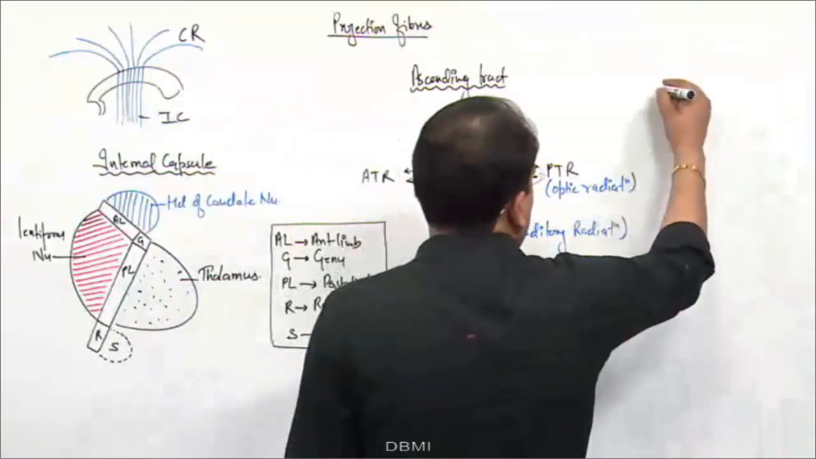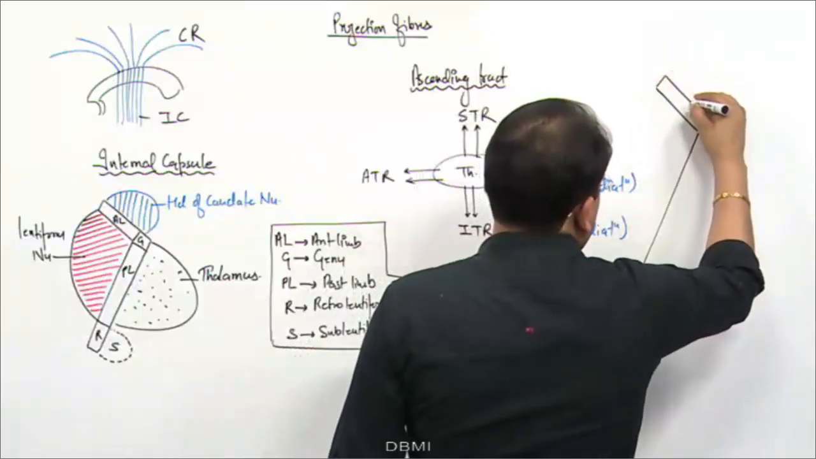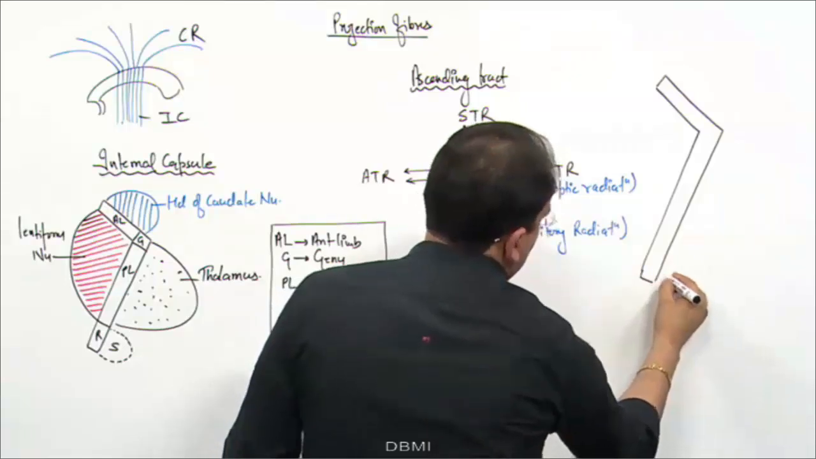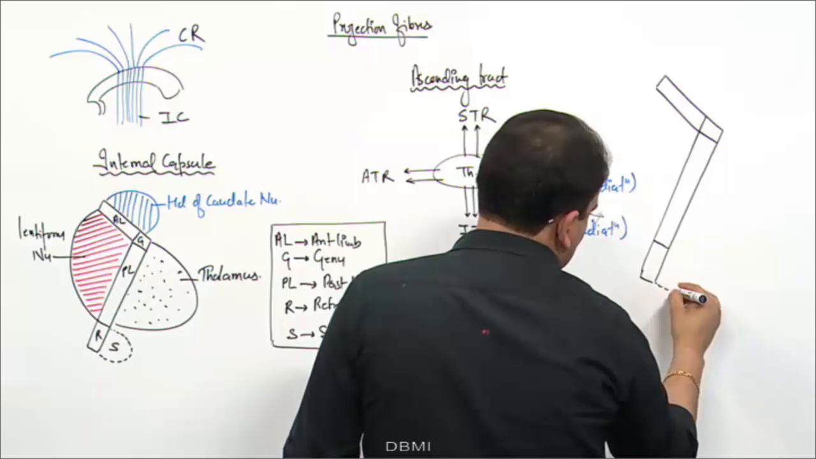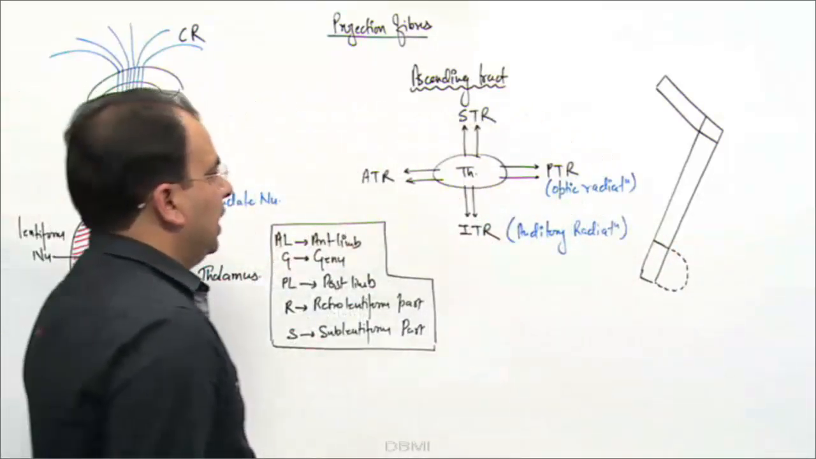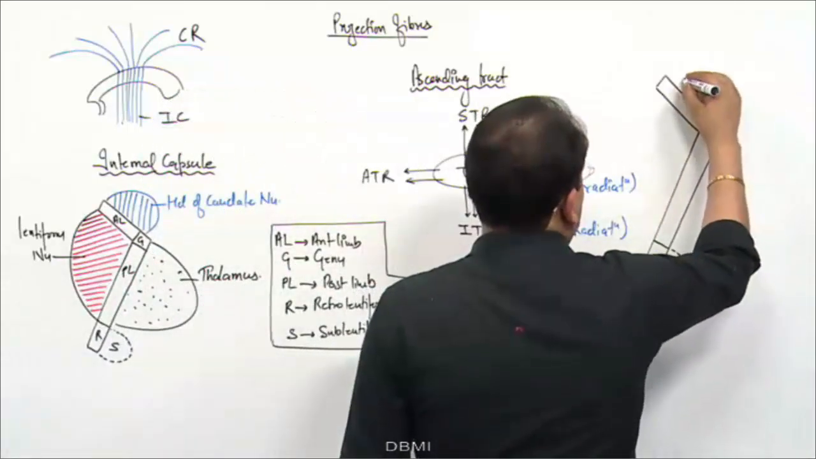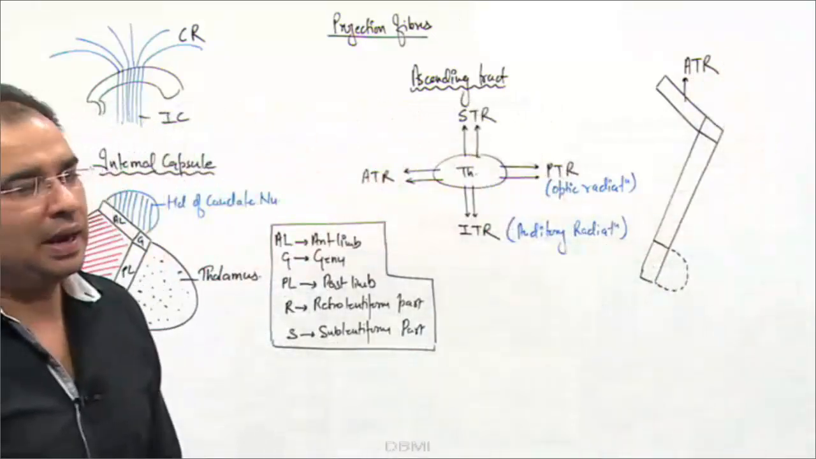So once again we'll go with the same schematic picture here. This is the internal capsule with the anterior limb, genu, posterior limb, retrolentiform part and sublentiform part. You already know what this schematic diagram represents. Anterior thalamic radiation will go from the anterior limb only.